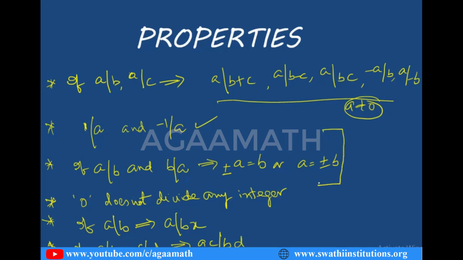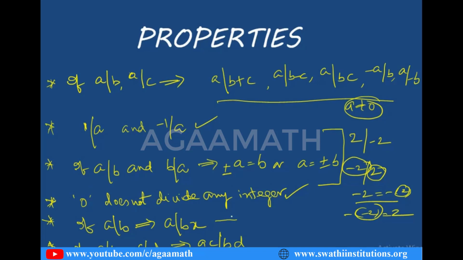If you want to see the example, 2 divides minus 2 and minus 2 divides 2. Then minus 2 equal to minus 2, or minus of minus 2 equal to 2. So plus or minus A equal to B, or A equal to plus or minus B. And 0 does not divide any integer because division with 0 is not defined.